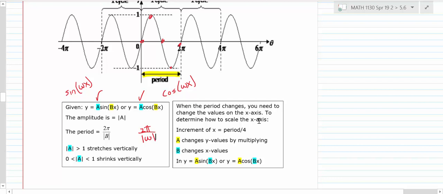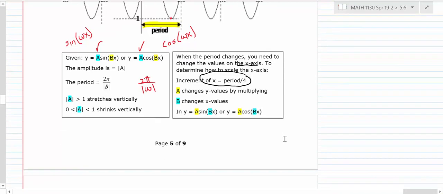So this is really the whole key when you do this: when the period changes, you need to change the x values. And what you do is you find the period, and then you find what's called the increment, and I'll explain that in several examples. That tells you how to change your x-axis. The graphs we did so far, the x-axis went 0, pi over 2, pi, 3 pi over 2, and 2 pi. Well, if you have a period change, you've got to change that. Okay, that's the key thing that's going to happen on that.